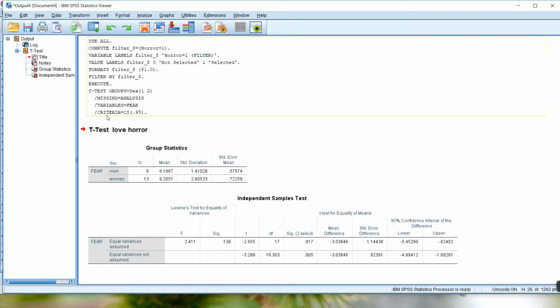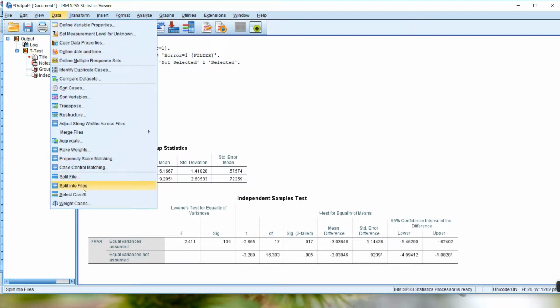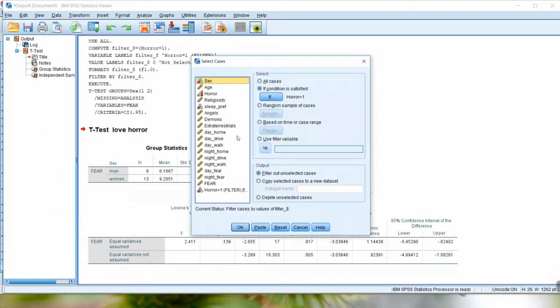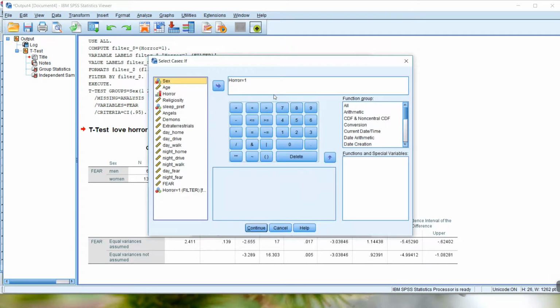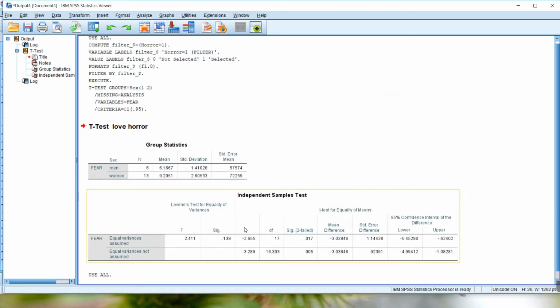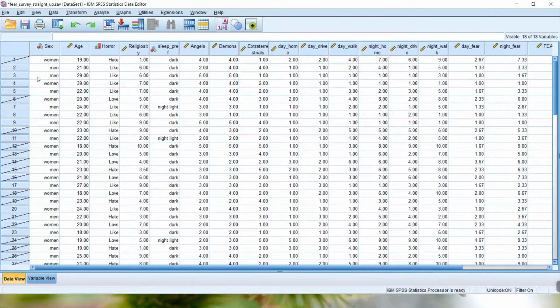So now we need to look at men versus women, but those who say they like horror movies. So we're going to go to data, and we're going to go to select cases, and we're going to go to the big if. And this time we're going to change horror to 2 because that's like horror movies. Hit continue, and then OK. All right, so if we were to look at our data set, now we can see that we are looking at people who like horror movies. Hate has been crossed out and love has been crossed out. We're looking at people who like them.